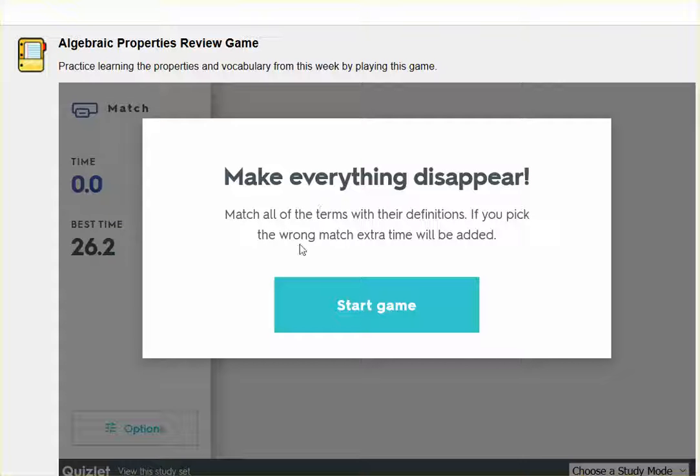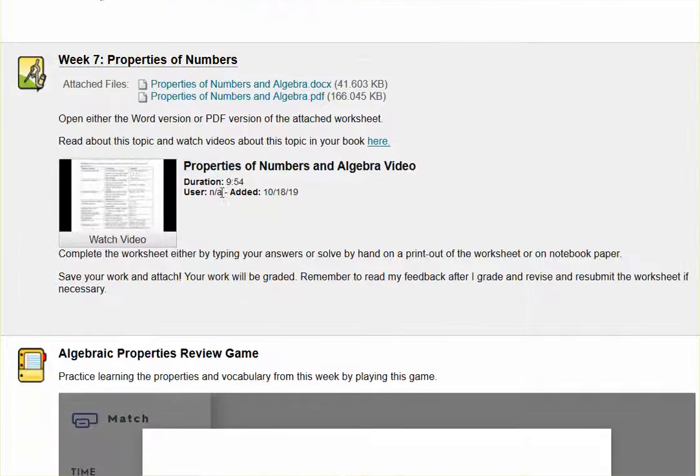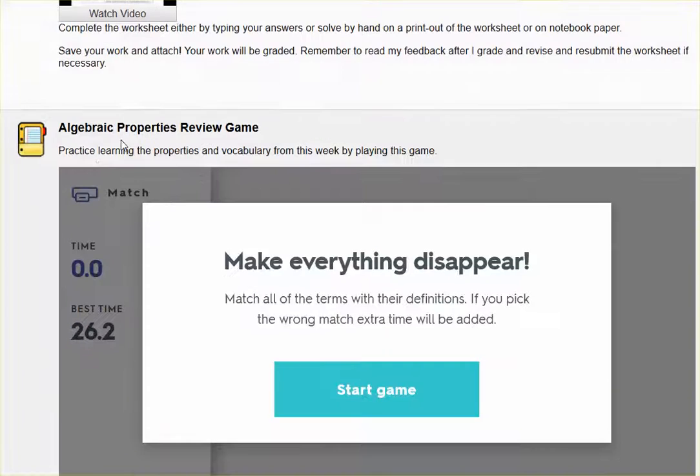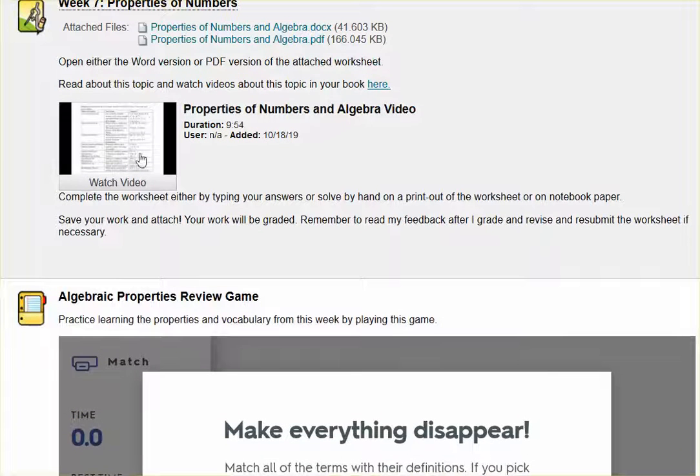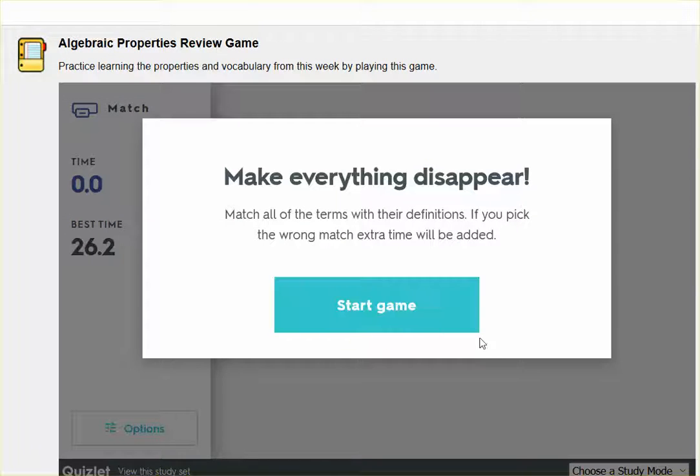In this video I want to go over a couple things near the end of the Week 7 folder. The first one, after you do the Properties of Number worksheet, you can see that there's this practice game to play with the Algebraic Properties Review game. This is to help make sure that you understand those. Maybe, if you're having trouble on the worksheet, you could stop and do this game first.